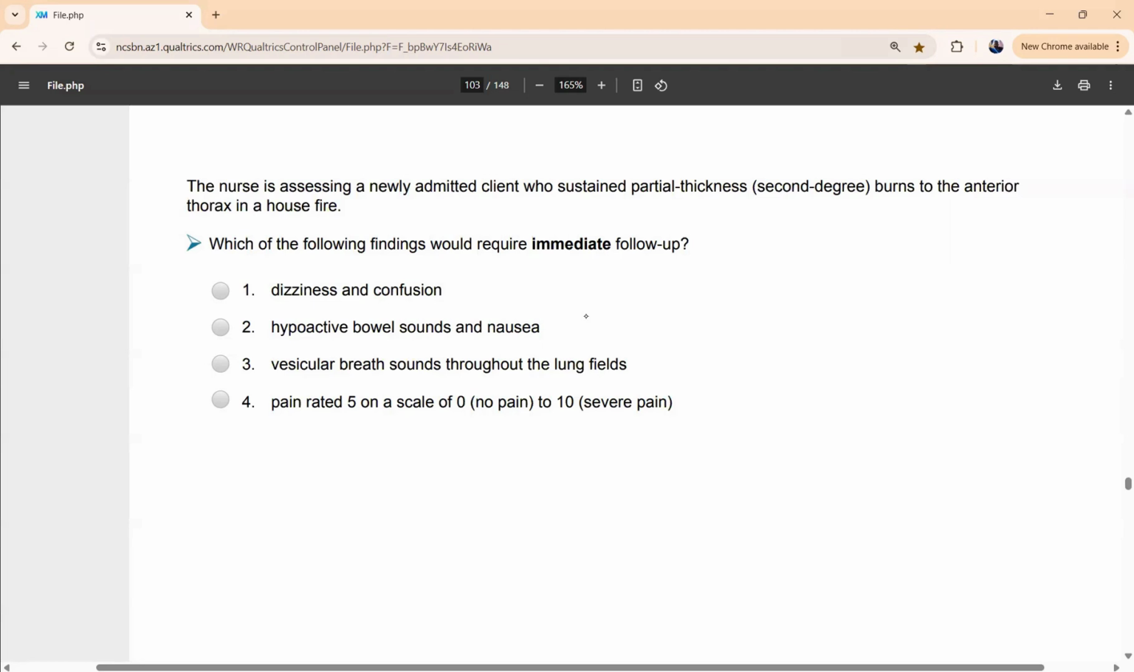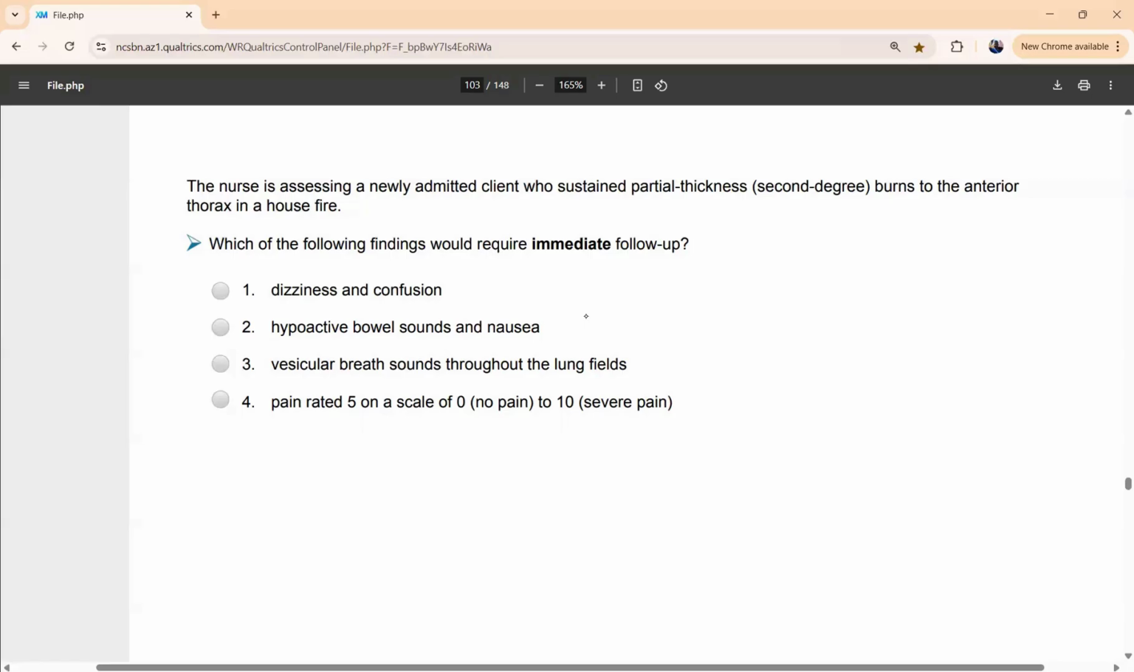So dizziness and confusion, that's neuro. Hypoactive bowel sounds and nausea cannot make a patient die, right? Vesicular breath sounds throughout the lung field falls under respiration. And pain rated 5 on a scale of 10, where 0 is no pain and 10 is severe pain. So I will eliminate 4 and I will eliminate 2, the bowel. So I'm left with 1, dizziness and confusion.